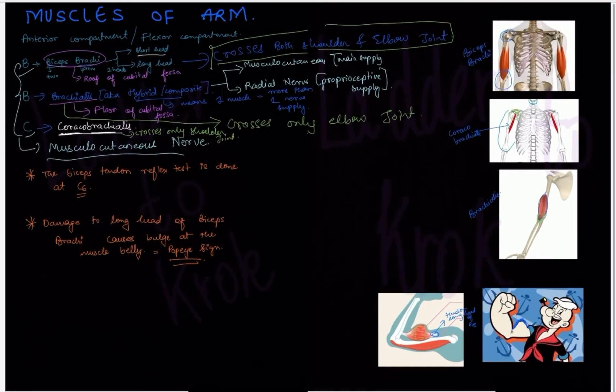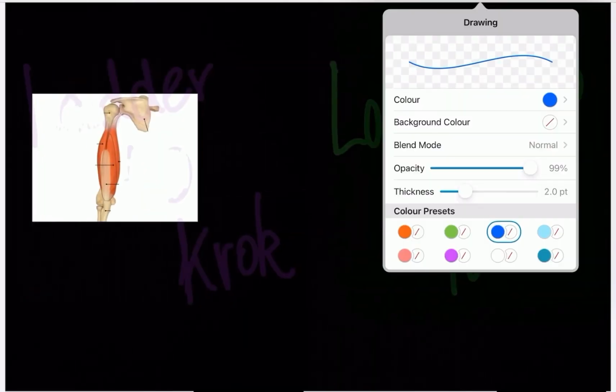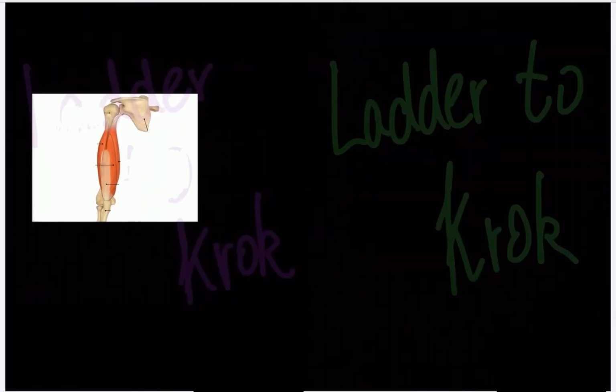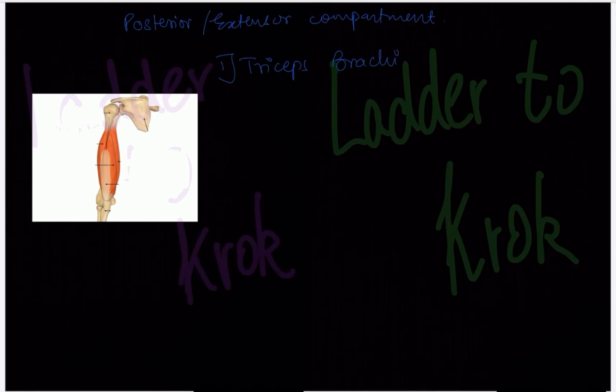Now moving on with the extensor compartment, also known as the posterior compartment. If this is the extensor compartment, what is the function? It will help in extension. We have only one muscle, that is triceps brachii. You have to remember that the anterior compartment does flexion, and the extensor or posterior compartment does the work of extension.